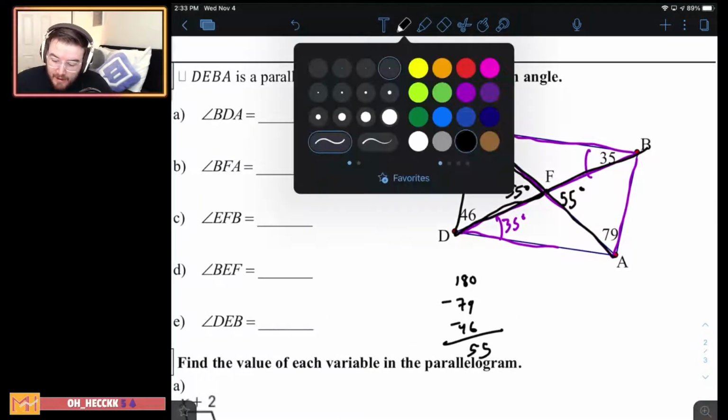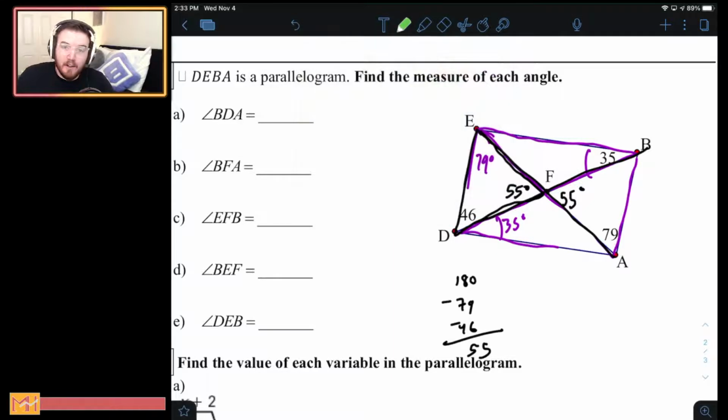And I don't know if you love it or hate it. Here's another old fact. This is a linear pair. This is a straight line right here. And we have a pair of angles, 55 and this guy. Well, how big is that guy? 180 minus 55 is 125. So that's 125. And then boom, another vertical angle.